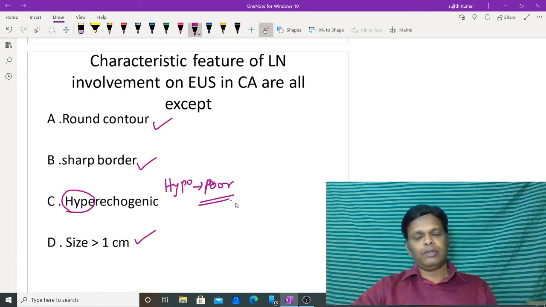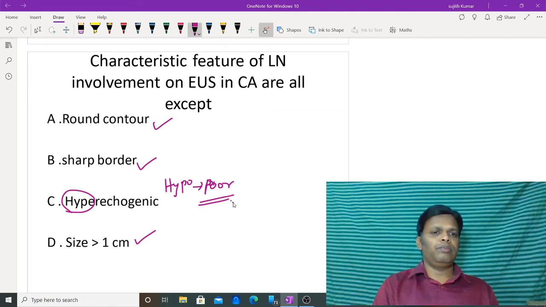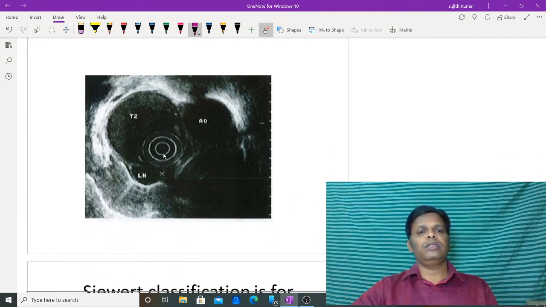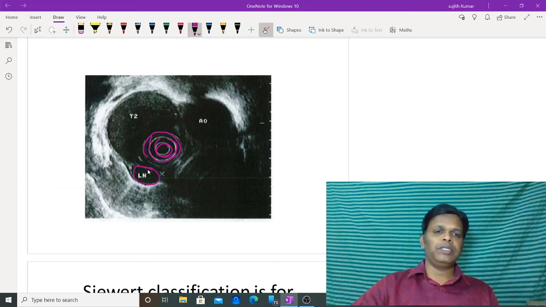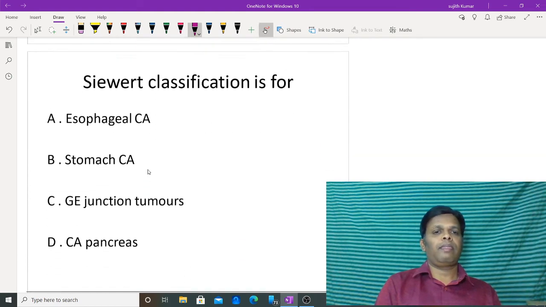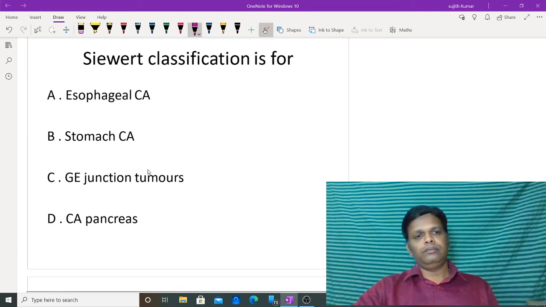Endoscopic ultrasound, which I already discussed, assesses the T stage as well as the lymph nodes. You can assess the characteristic features of the lymph node with endoscopic ultrasound. Here you can see the same picture: this is the esophagus, and you can see the layers of the esophagus. Here you can see the lymph node. The description is round contour, sharp borders, poor echogenic, that is hypoechogenic, and size more than 1 centimeter.